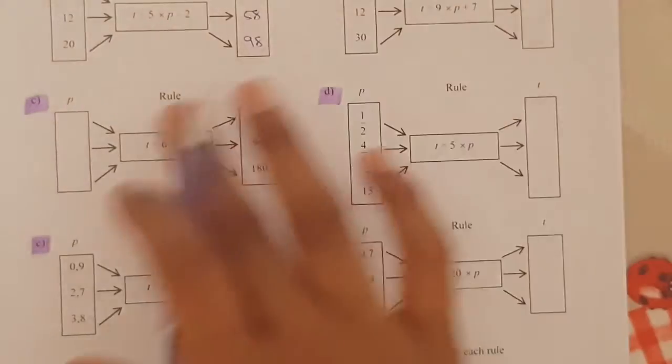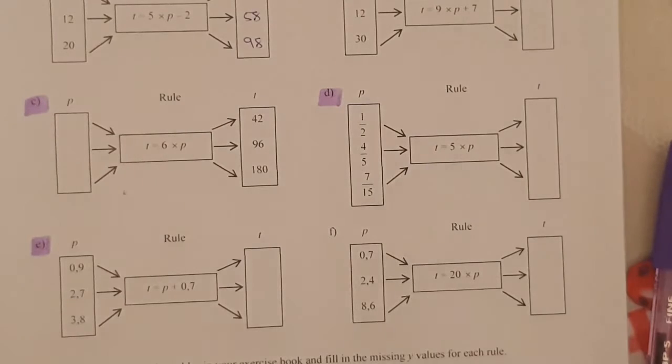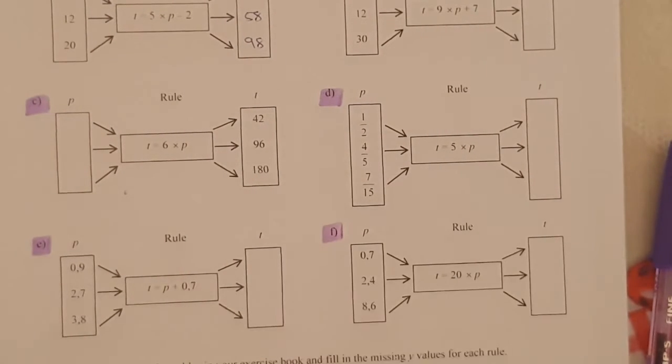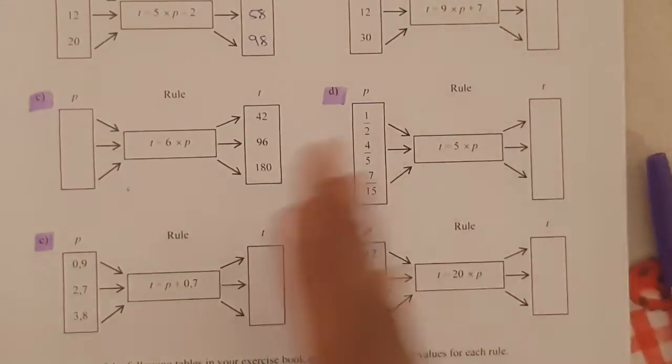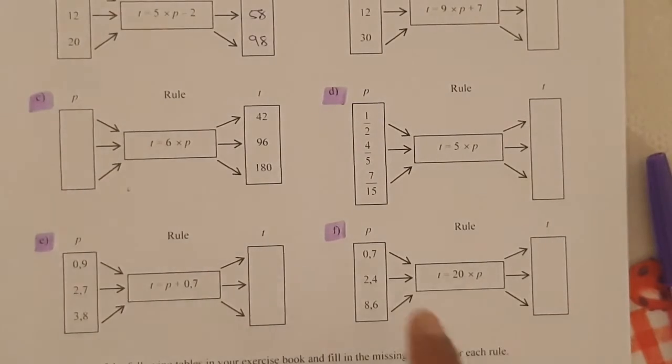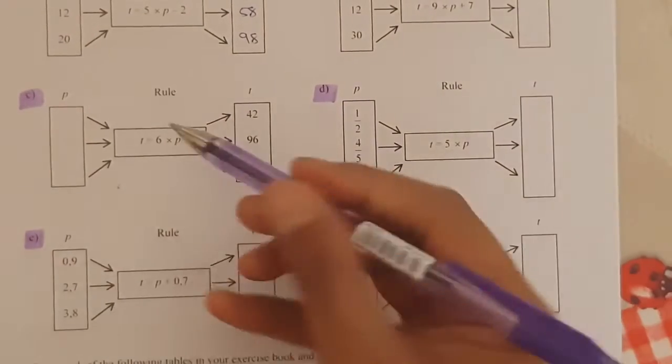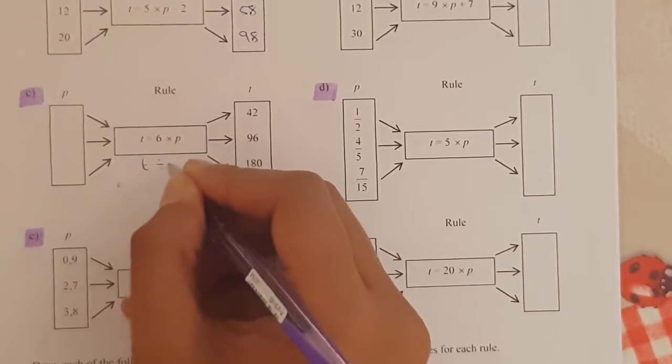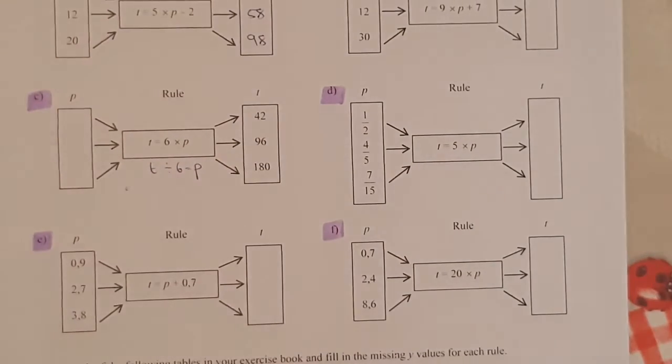So you're going to do for me B, C, D, E, and F at the bottom. And you can use your calculator for this here. All right. They are all going right to left except this one. So this one you're going to have to change it the other way around. So you're going to say T divide by 6 equals P. I'll give you that hint.